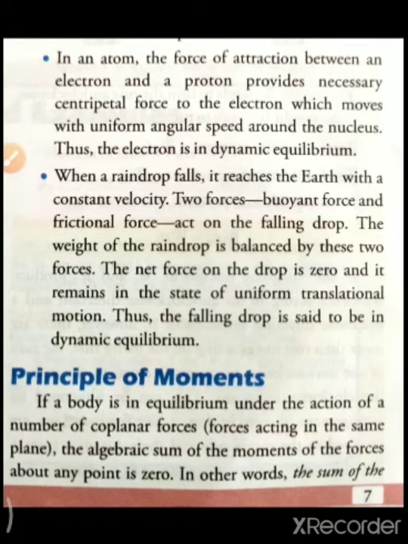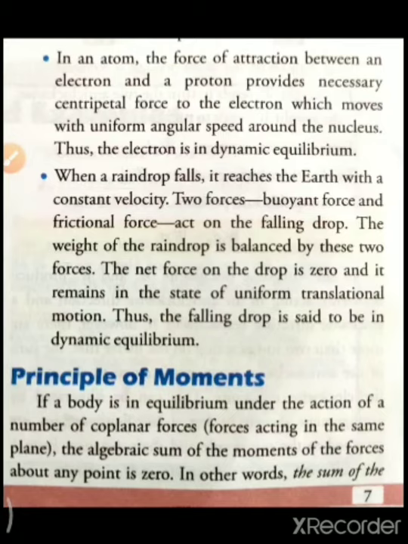Next one, when a raindrop falls, it reaches the earth with a constant velocity. Two forces, that is the buoyant force and the frictional force, act on the falling drop. The weight of the raindrop is balanced by these two forces: the buoyant force, which is the upward force, and the frictional force, since air is present and friction will happen. The buoyant force is also acting in the upward direction.